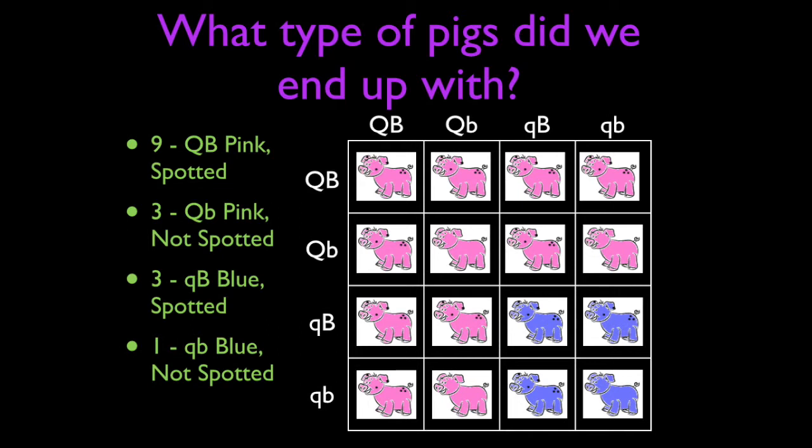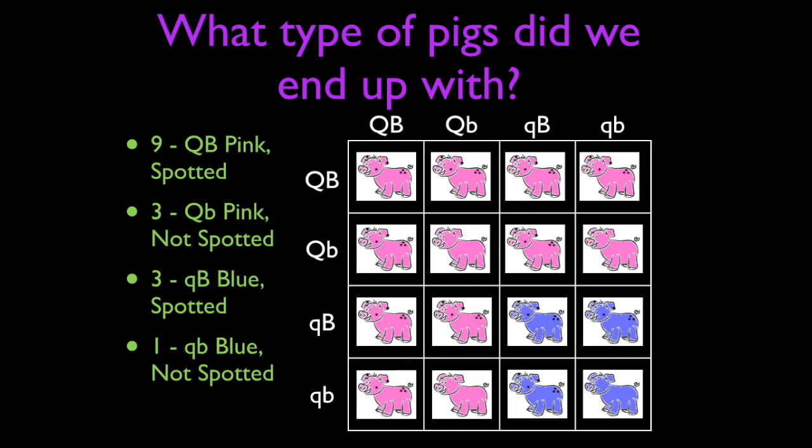And then you have 3 of them that were dominant for pink, but they had 2 little b's. So they were a big Q, little b. So they're not spotted. We had 3 of them that were recessive for blue. They had 2 little q's, and they had at least 1 big B. So they were blue and spotted. And then we only had 1 that was a little q, little b, meaning it was recessive for both traits. So it was blue and not spotted.